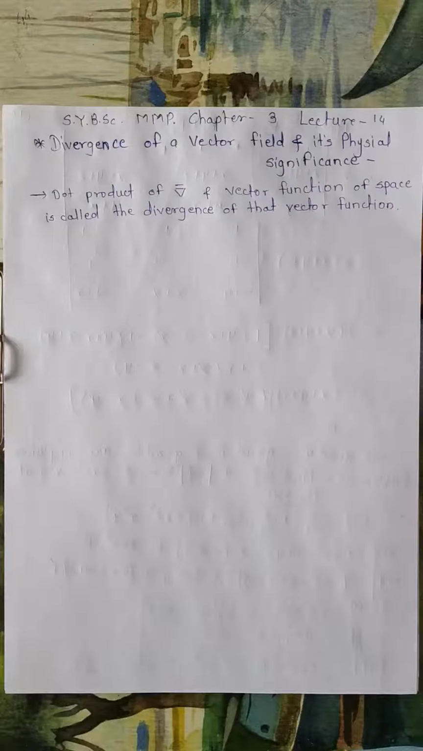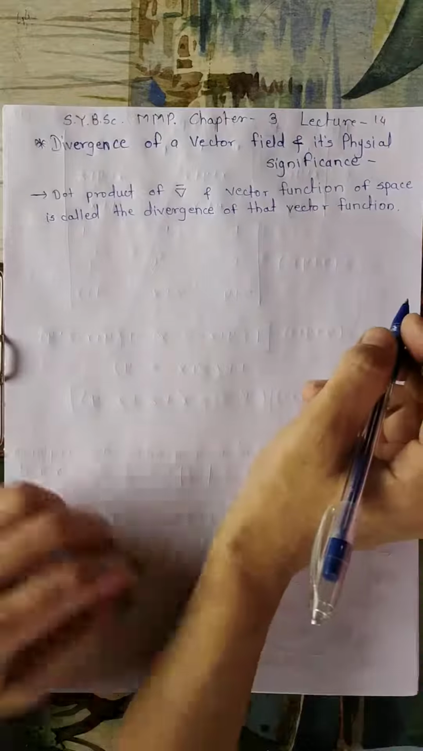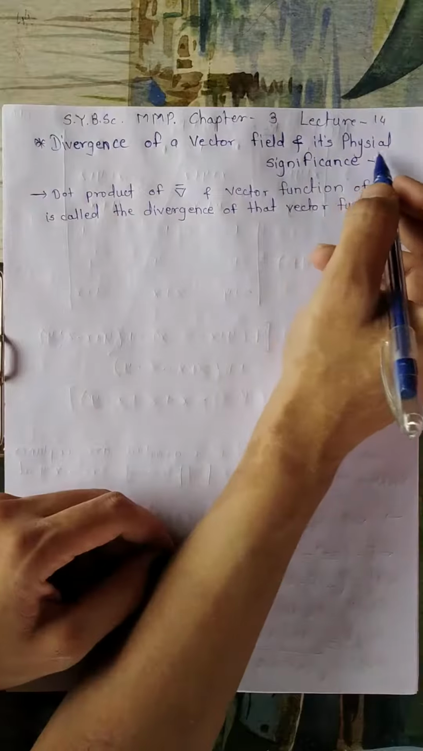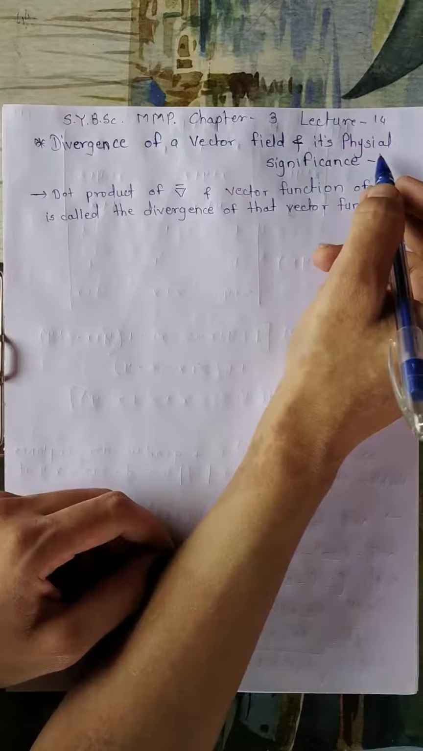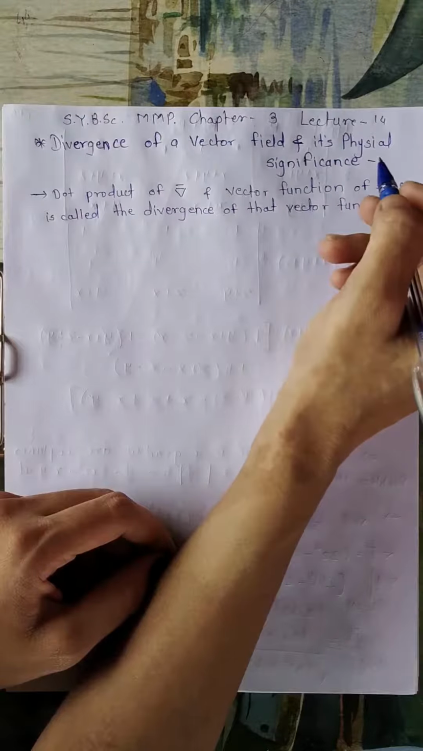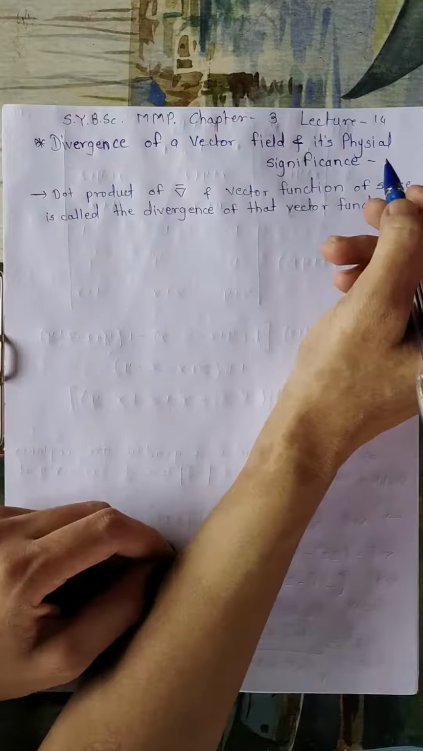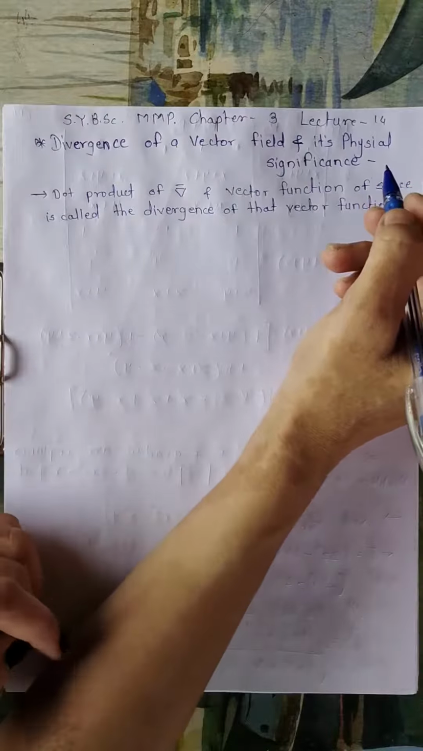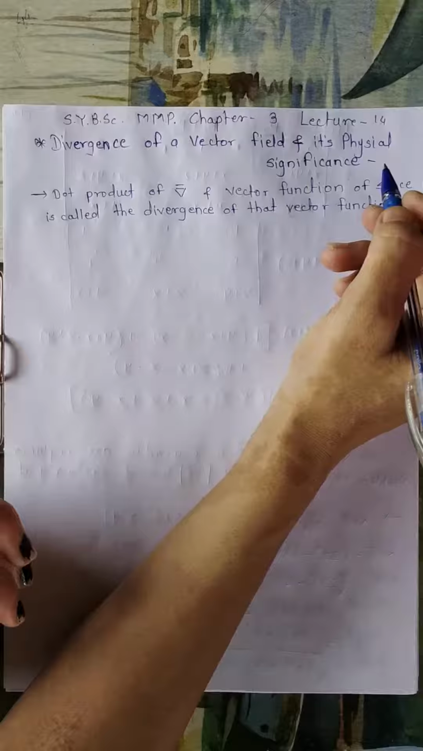Hello everyone. Today we will discuss divergence of vector field and its physical significance. In the previous lecture we discussed gradient of a scalar field. Now we will discuss divergence of a vector field. So what does this divergence mean?